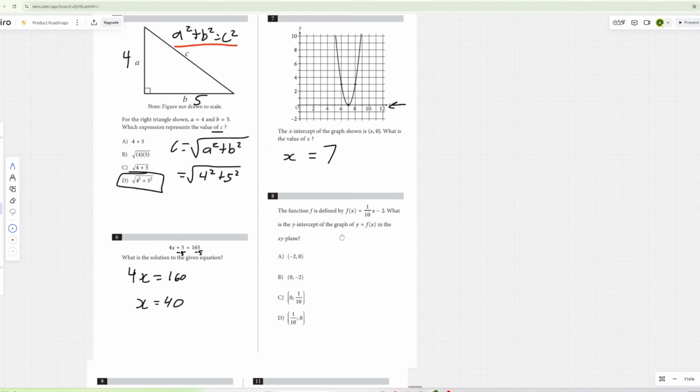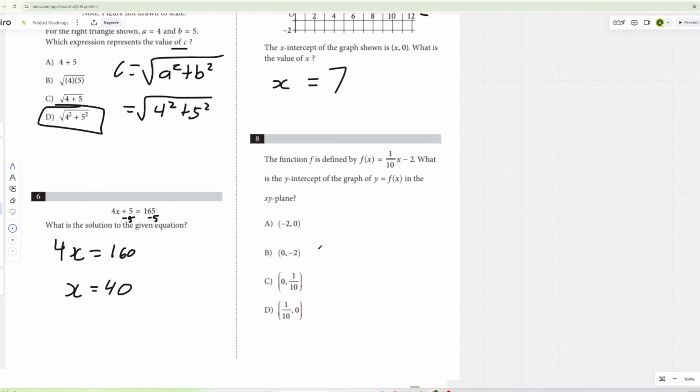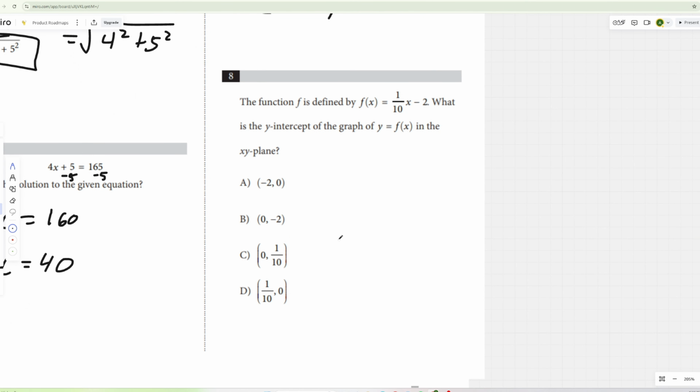Next, but yeah, we can move on to number 8. Number 8, next question. The function f is defined by f of x equals 1/10 x minus 2. What is the y-intercept of y equals f of x in the xy plane? You can do this two ways.